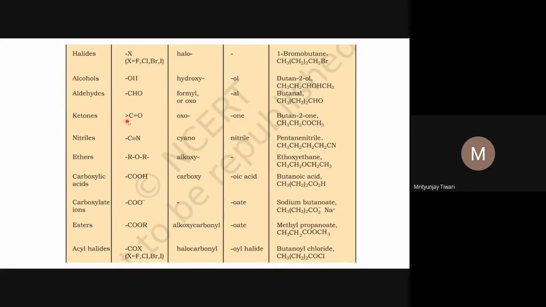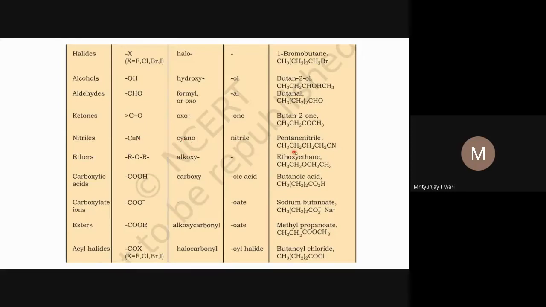If the ketone is the primary functional group, then it is called "one". If the ketone is not the primary functional group and some other more reactive functional group is on the compound, then this is also called an oxo group. Then the nitriles, which have the CN group, C triple bond N. This carbon will be linked to another carbon chain or carbon atom. If this is the primary functional group, we call it nitrile. If it is a secondary functional group and some more reactive functional group is there, we call it a cyano group.